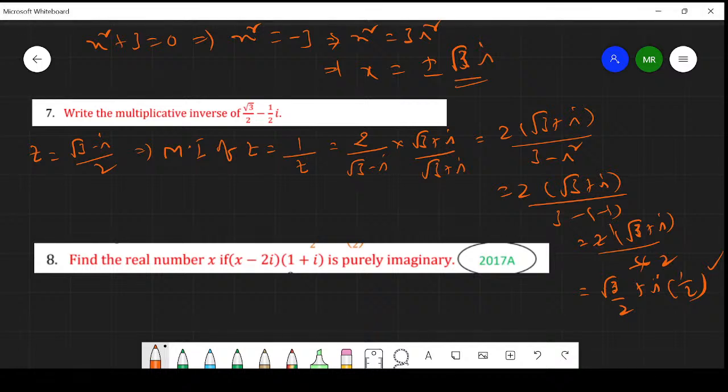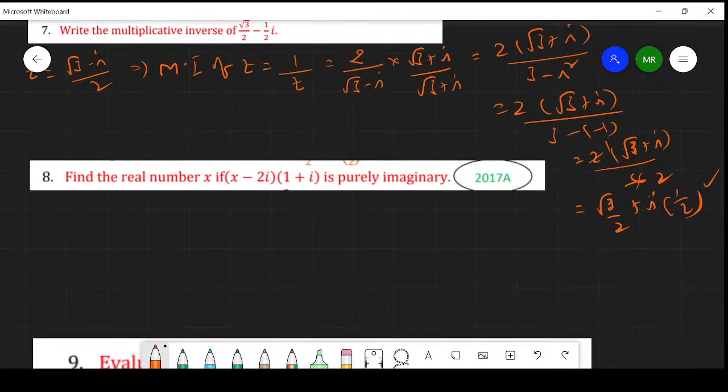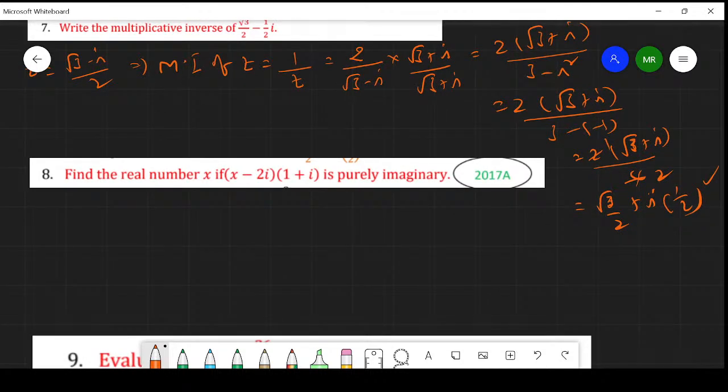Find the real number x if (x minus 2i) into (1 plus i) is purely imaginary. So the given number, we multiply x minus 2i into 1 plus i. You multiply this, you will get x plus ix, and minus 2i minus 2i square.